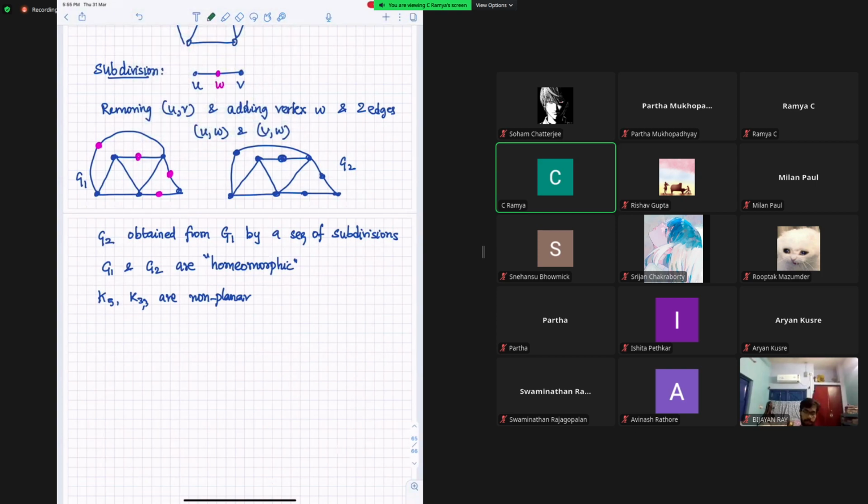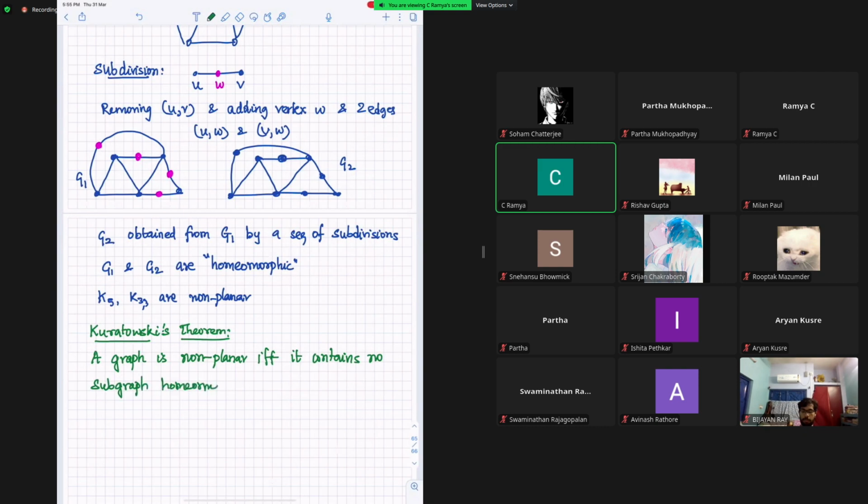So let me just write the statement. This is a theorem due to Kuratowski. It says that a graph is non-planar if and only if it contains no subgraph that is homeomorphic to K5 or K33.